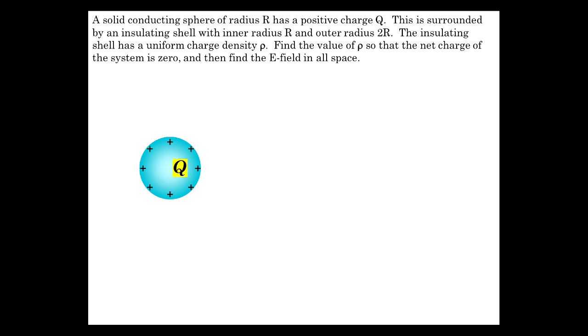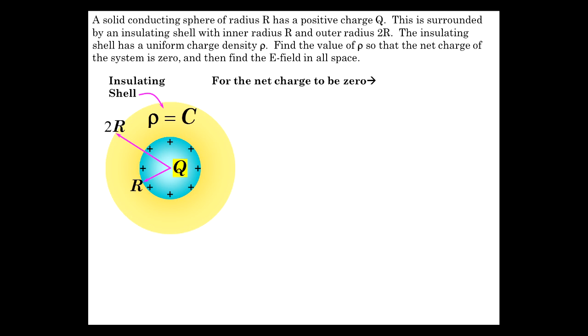So we have Q, a regular charged conductor, radius capital R. We're going to put an insulating shell, which has radius 2R. And this insulating shell has a uniform volume charge density. I'm sure you're glad for that. So it's a non-conductor. The charges are locked in place, and the charge density is uniform. So this is going to make it a little more interesting.